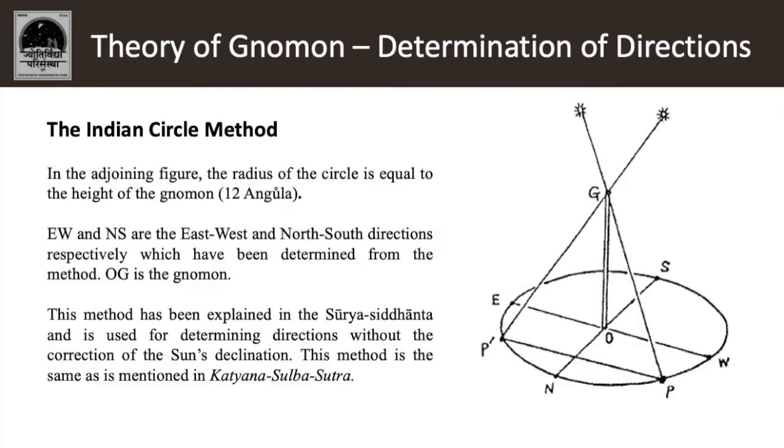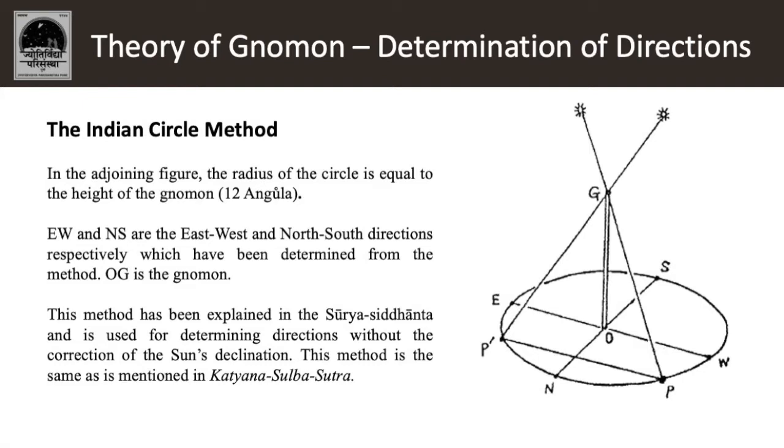So now this is a very famous method called the Indian circle method, and this method is used to determine the directions. In order to determine the cardinal directions, this method is used. The Indian circle method was first proposed in the Katyayana Sulba Sutra. It is another text of Indian astronomy. Rather, it belongs to Indian literature, not exactly astronomy.